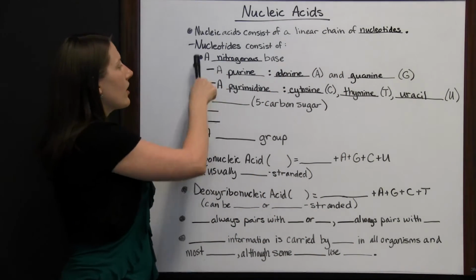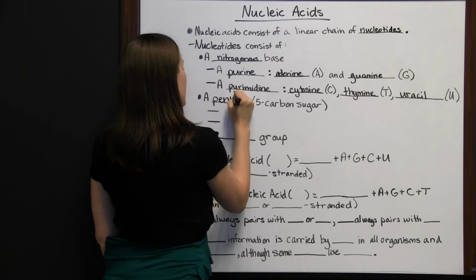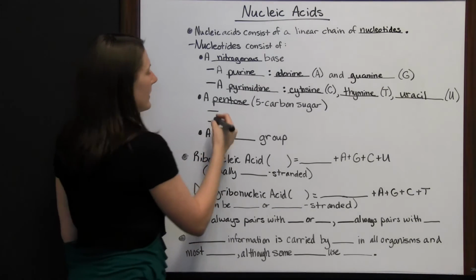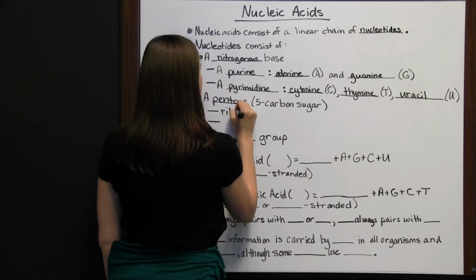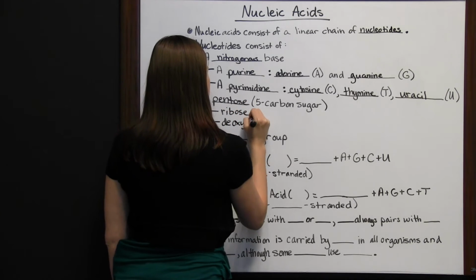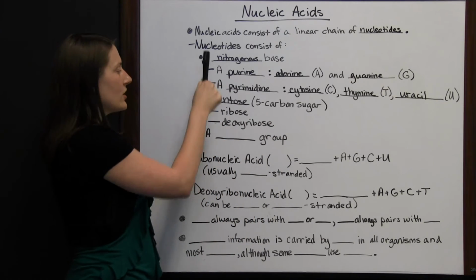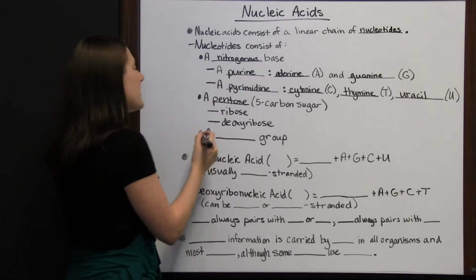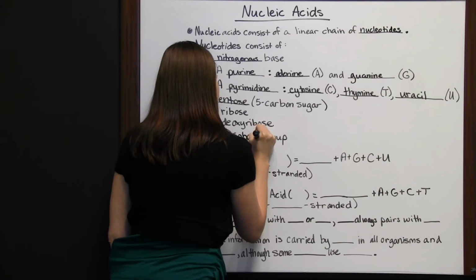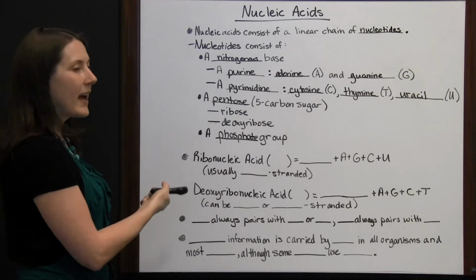After you get your nitrogenous bases, you also need a pentose, which is a 5-carbon sugar. The most common ones you're going to see are ribose and deoxyribose. And once you have your nitrogenous base and your pentose group, you need a phosphate group. And when you put all 3 of these together, you get your nucleotides. So let's look at some common nucleic acids.